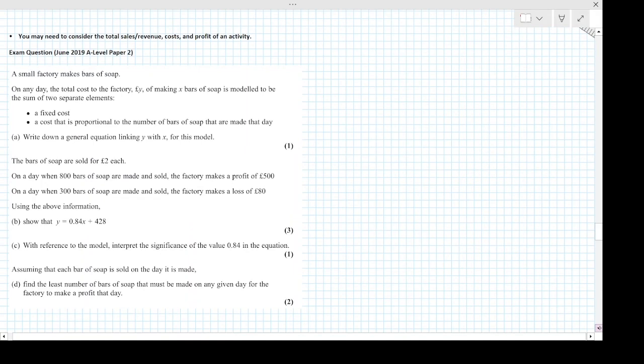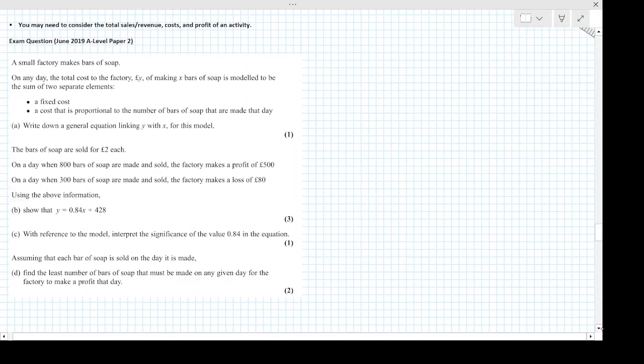Okay, we've got a final question now, and this is a tricky question actually. Let's have a read of this one. A small factory makes bars of soap on any day. The total cost of the factory, Y pounds, of making X bars of soap is modelled to be the sum of two separate elements, the fixed cost and the cost that's proportional to the number of bars of soap that are made that day. Write down the general equation linking Y with X.